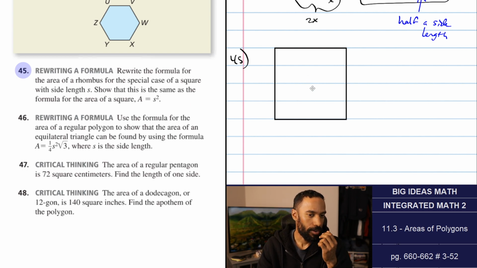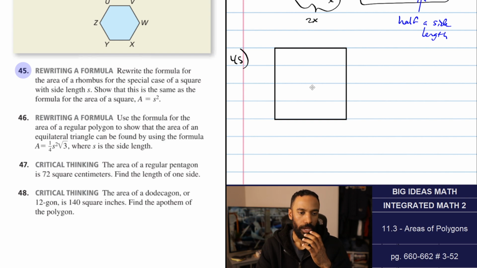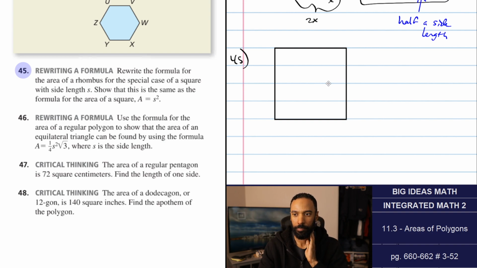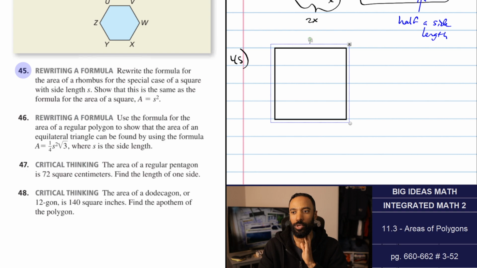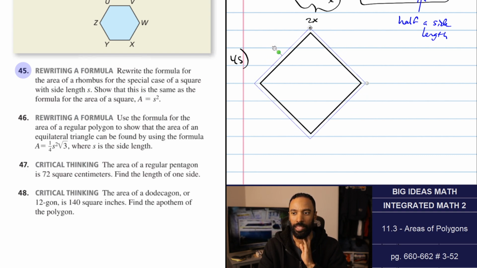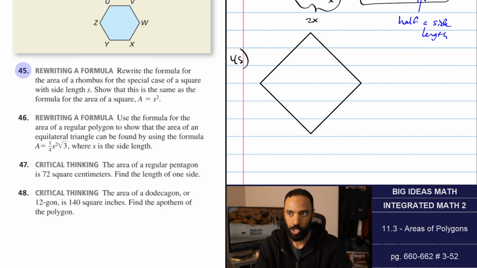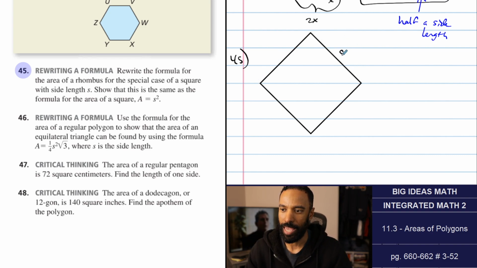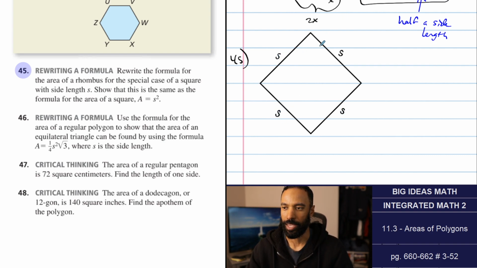Rewrite the formula for the area of a rhombus for the special case of a square with side length s. I'm trying to think if they want us to use the rhombus formula. I guess that's what. Well, you know what? Okay, fine. I will do it this way. The difference is we don't have any of the diagonal things, and last time we did. So we do have a square, and this is side length S. These are not 5s, but S's. Hopefully they kind of look like S's.